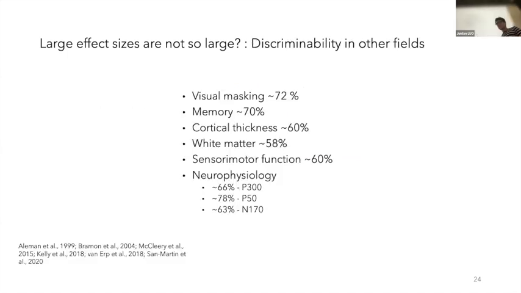And just to mention effect sizes in other fields, we also find that they are not necessarily much larger than what we find in EEG. For example, measures like the thickness of the brain or structures in the white matter. Still, these methods can tell a lot about the brain, but they are not able to classify patients from controls very well.